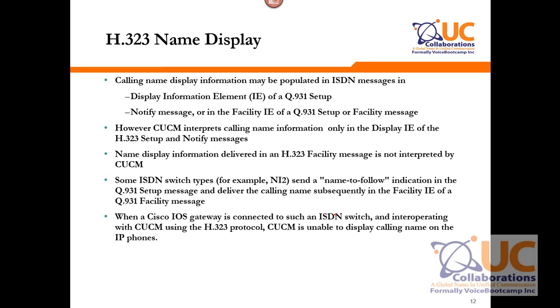Some ISDN switch types, such as NI2, may send a name to follow indication in the Q931 message saying that subsequent packets are coming in with the calling name in the facility IE. Whereas a Cisco IOS gateway connected to such a switch will be interoperating with Call Manager using the H323 protocol. Call Manager may be unable to display that name because it does not support that.